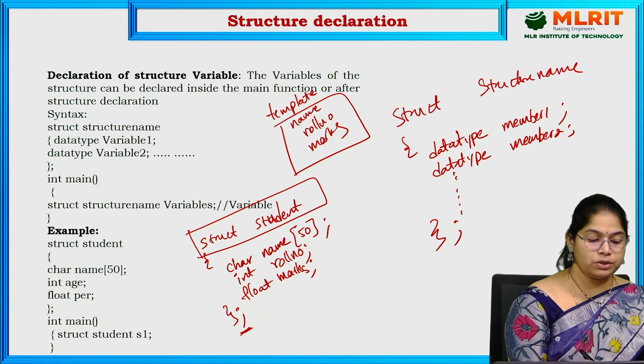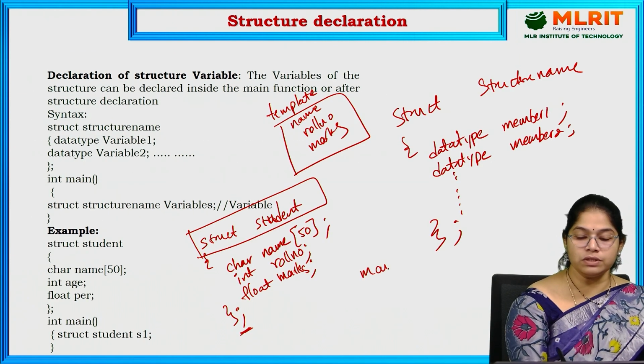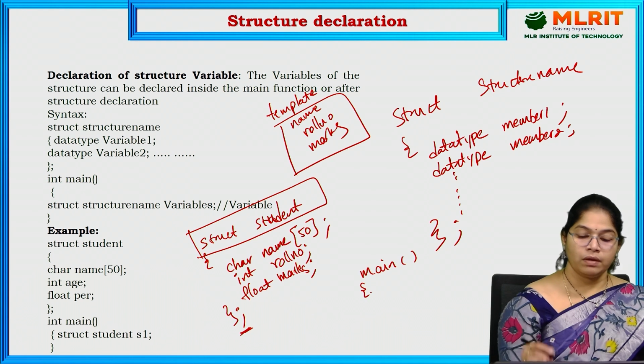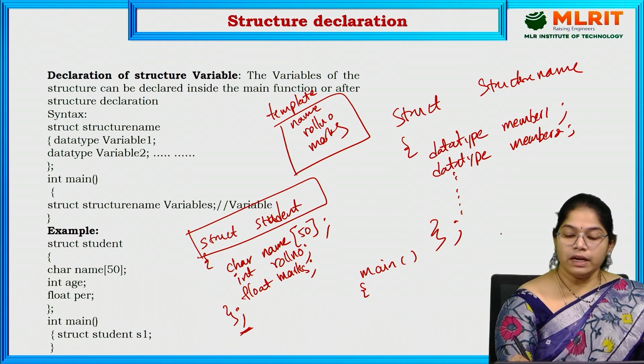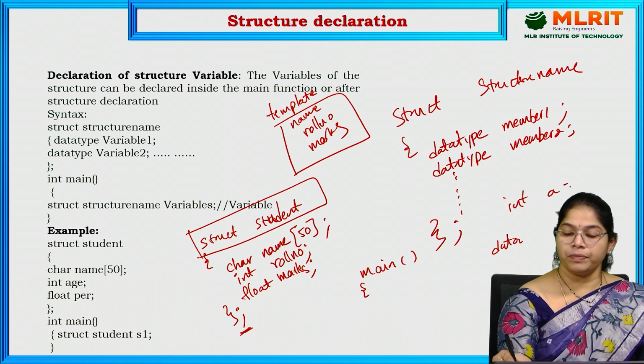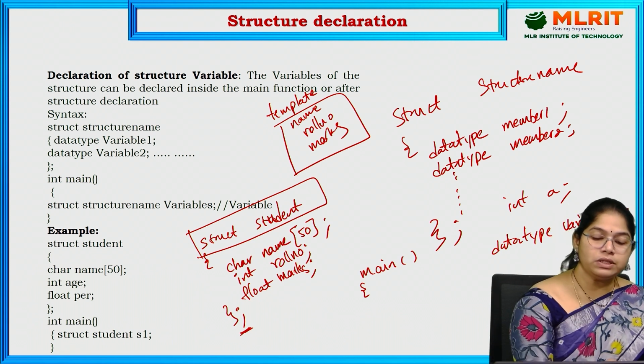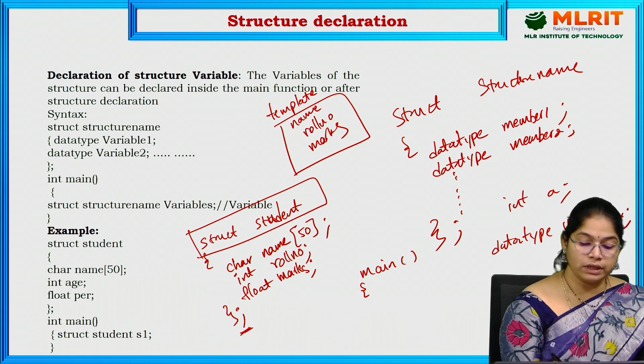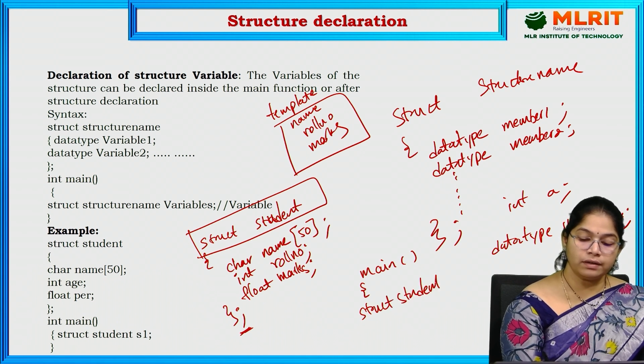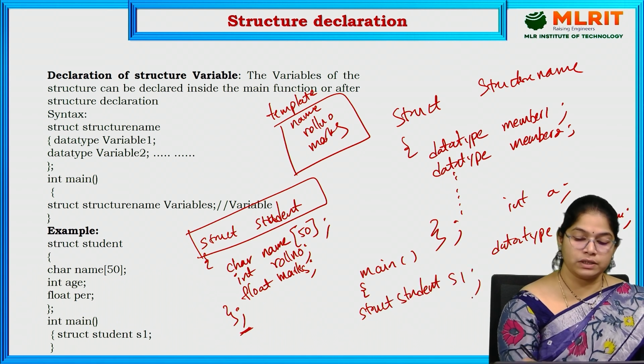Struct student. So how to declare a variable to the structure? In main. Declaring a variable is, as we all know, int A, suppose, where int is the data type and A is the variable name. So here, struct student is the data type. So here we have to write struct student, then the variable name, suppose S1.